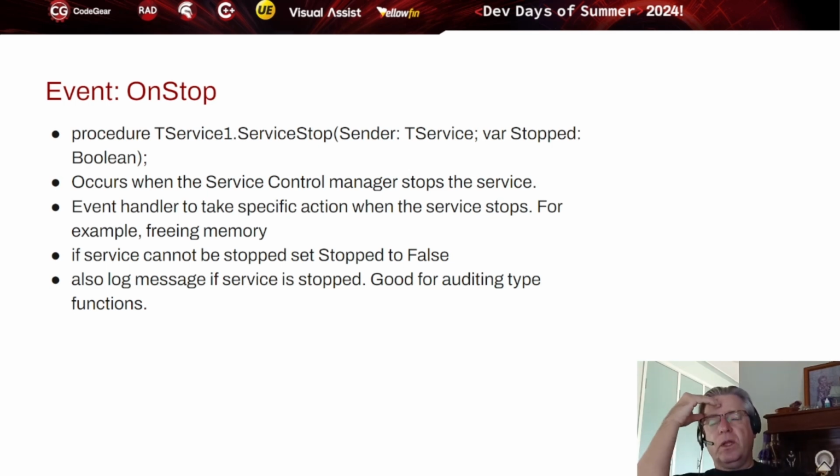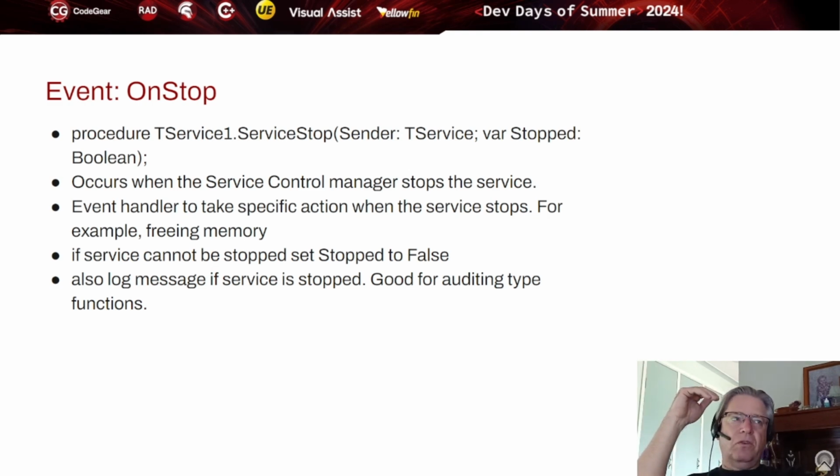The next event we're looking at here is the onStop event. Again, we have a sender and a stopped parameter. The stopped parameter is a var parameter. This event handler is called when the service is stopped. And when the service is stopped, we will want to take specific action, like closing off any devices we may have opened, freeing memory, or terminating threads, etc.